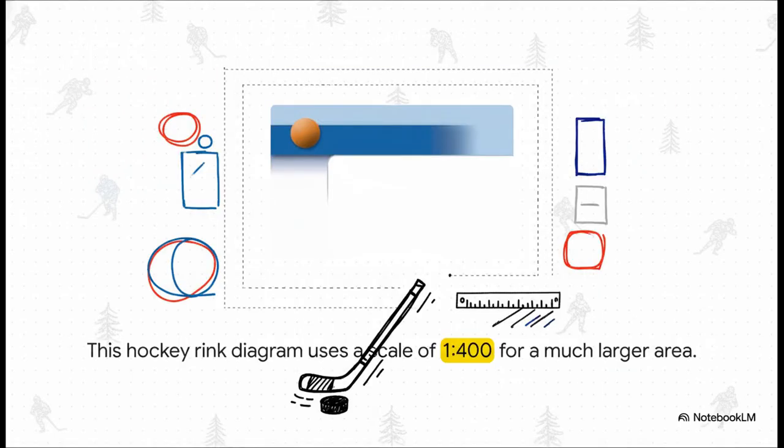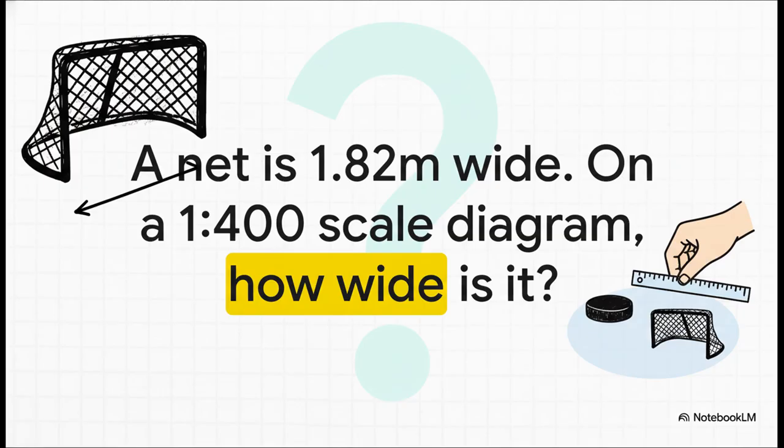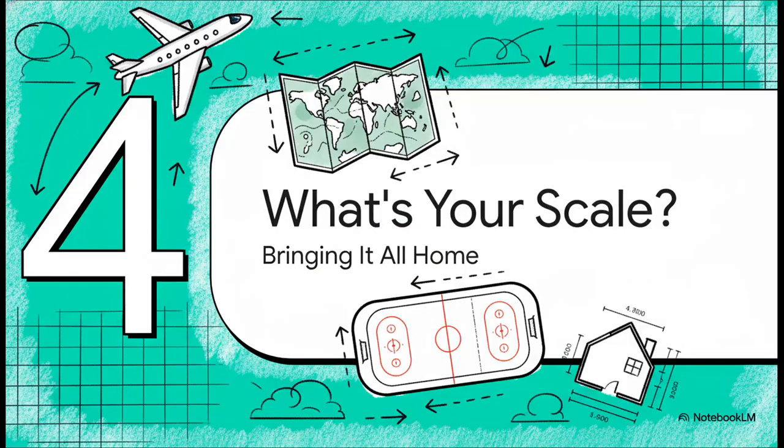Perfect. Let's try one more. Here we've got a blueprint for an outdoor hockey rink. And you should notice the scale right away, 1 to 400. This tells us we're shrinking a much larger object, so our ratio has to be way smaller to fit it all on the page. So here's a quick challenge for you. A real hockey net is 1.82 meters wide. Using that 1 to 400 scale, how wide would you draw the net on this diagram? And guess what? You'd use the exact same math we just did for the truck. It's a universal tool.